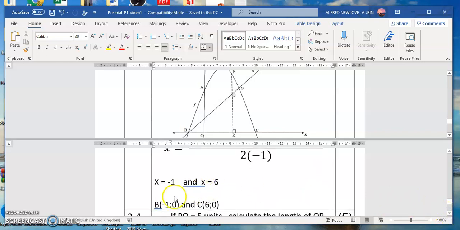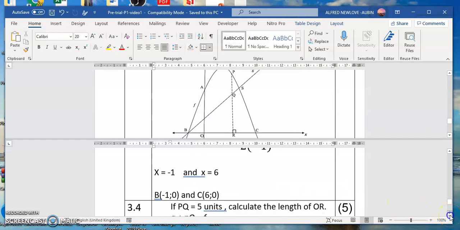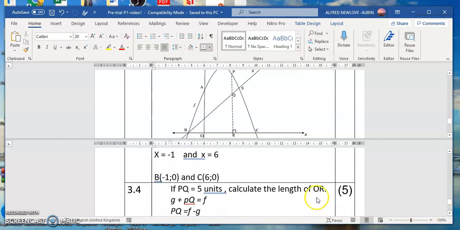Then your B is going to be -1 and 0. Why? Because B is at the left-hand side of 0 and it's a negative number, so B will take this negative value. C is at the right-hand side of 0 and it's a positive number, so C is going to take the 6. So the points are (6, 0) and (-1, 0). It's 0 because y is equal to 0. Let's move on to the next question.